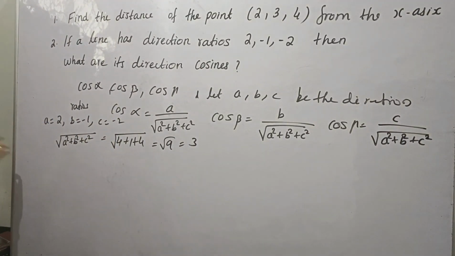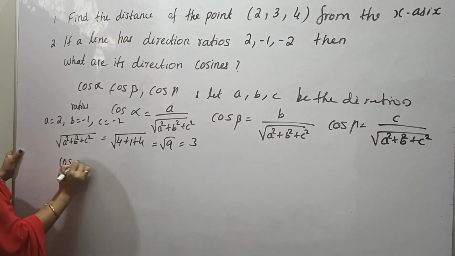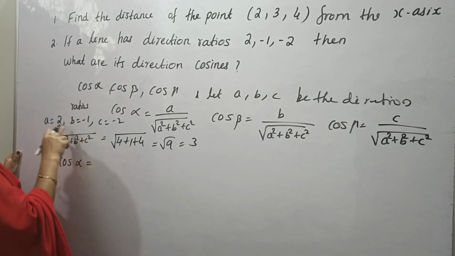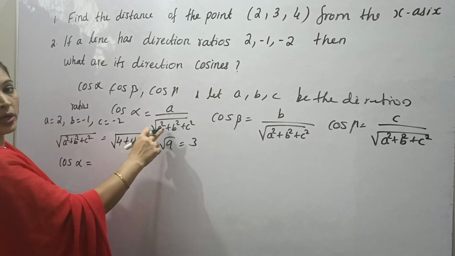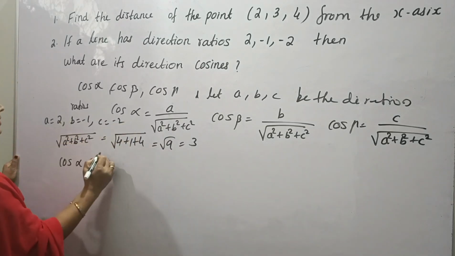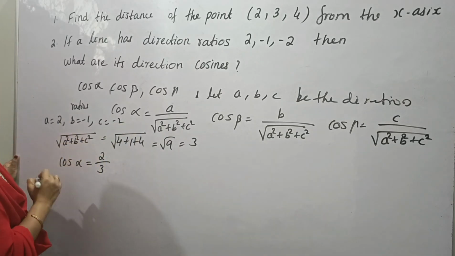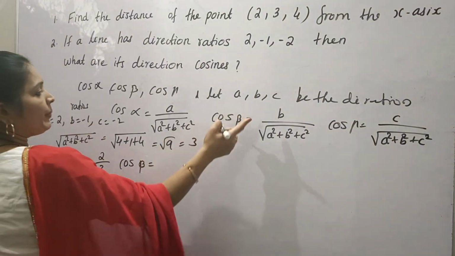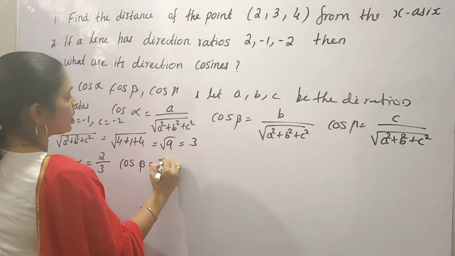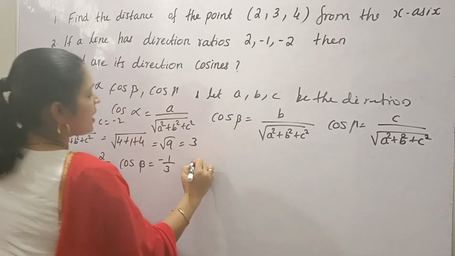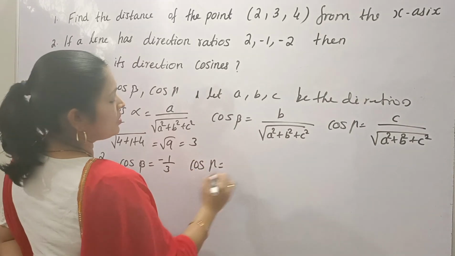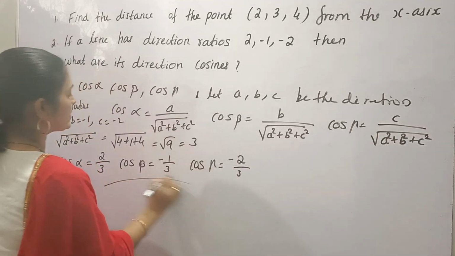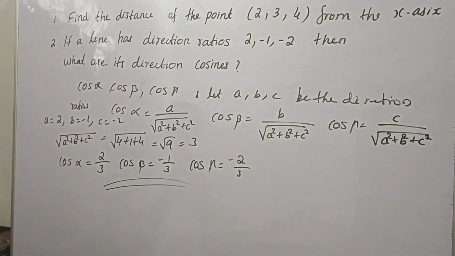Now let's find the direction cosines one by one. Cos alpha is equal to A divided by square root of A square plus B square plus C square. A is 2, so 2 divided by 3. Cos beta is equal to B by 3, what is B? Minus 1, so minus 1 by 3. And cos gamma is equal to C, which is minus 2, so minus 2 divided by 3. So these are the direction cosines.